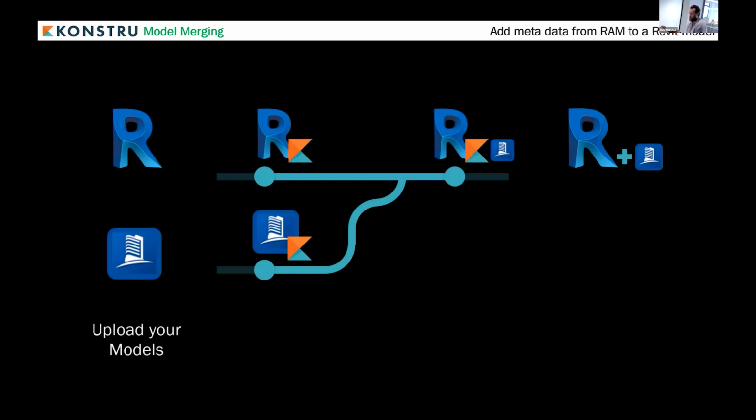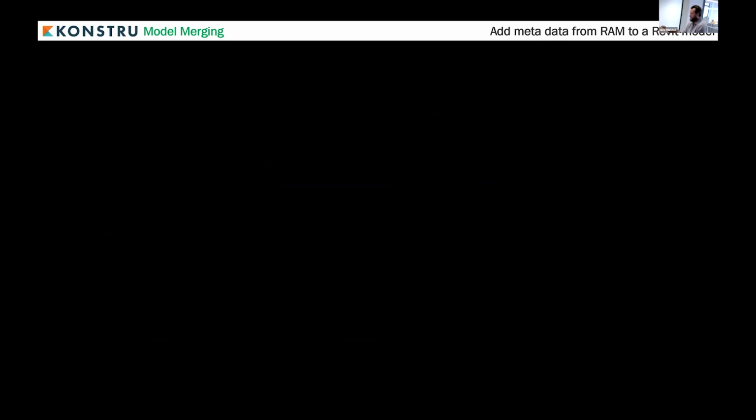So there's a Revit model, there's a RAM model, we're going to upload both. We're then going to use the web app to compare and merge data, and finally we're going to update the Revit model with information from RAM.